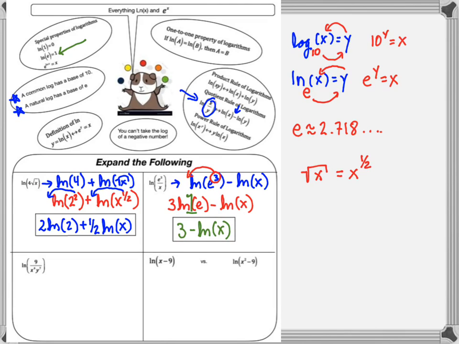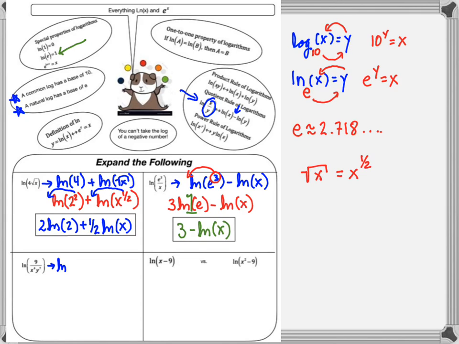Okay, so that's how you go ahead and knock those guys down. And this next one, we're kind of combining a little something for everybody here. The first thing I want to do is look at that as a quotient. It's got that big division bar, so it kind of screams use that quotient rule.